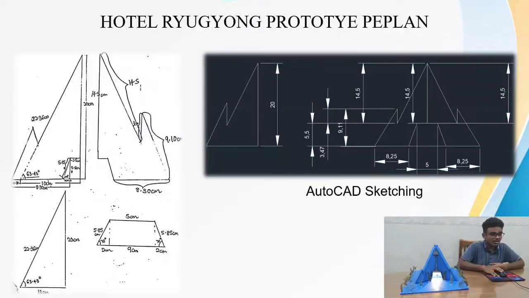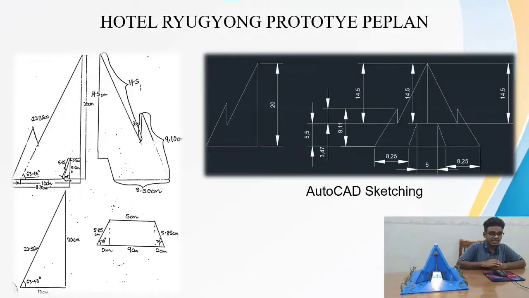Next, let's see the Hotel Ryugyong prototype plan. This is the prototype plan. We have used a hand-drafted plan and also AutoCAD. So before producing this prototype, we did some hand draft measurement and plan, and then we did it in AutoCAD 2D. After that, we produced a prototype so that this building was produced with very precise measurements and to ensure the building is beautiful.